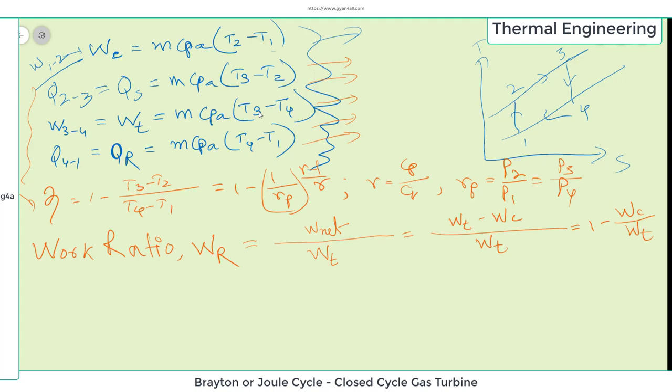Otherwise, you can use this formula from which you can solve any type of problem. Here, using these, we find turbine work, compressor work, heat supplied, and heat rejected. We can find out anything required.